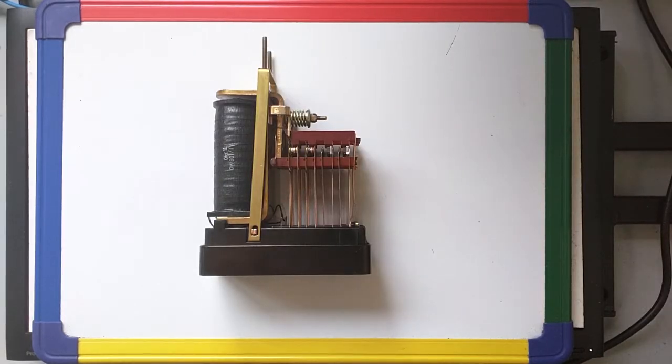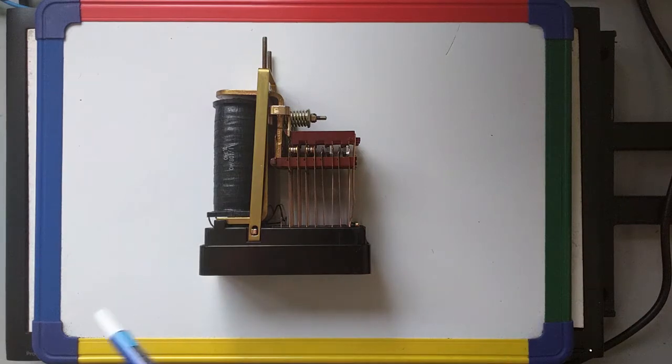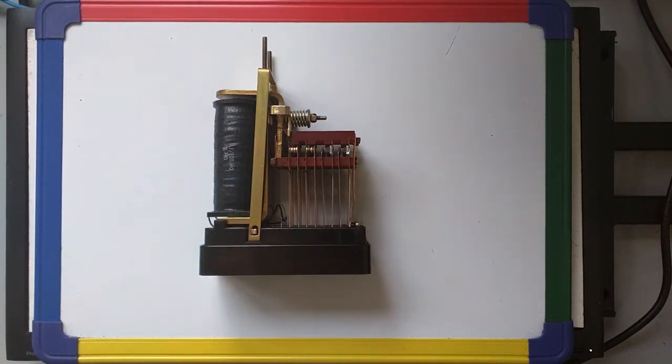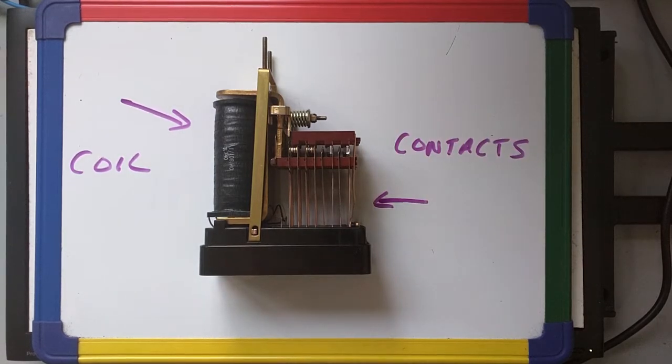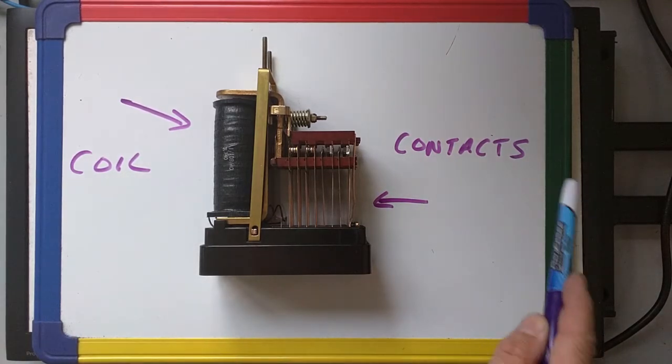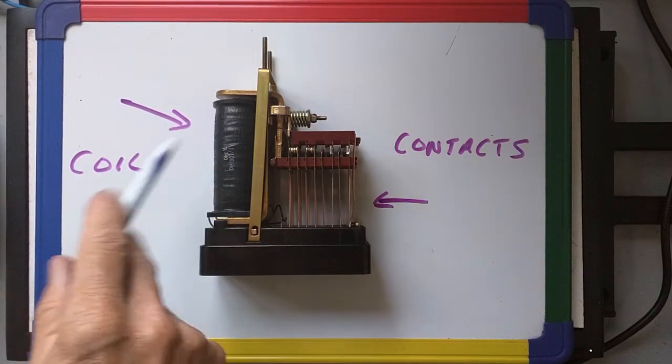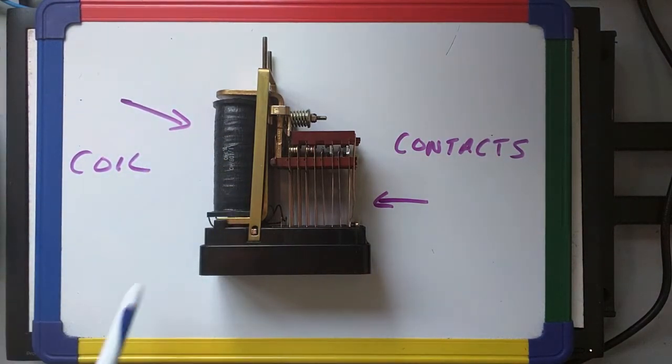Opening up this relay, it consists of two parts, like all relays. This part here, which is the coil, and over on the right hand side we have the contacts. Those are really the only two parts inside a relay: coil, contacts. The coil is, as the name suggests, just a coil of wire. We'll come back to what that's used for in a moment.